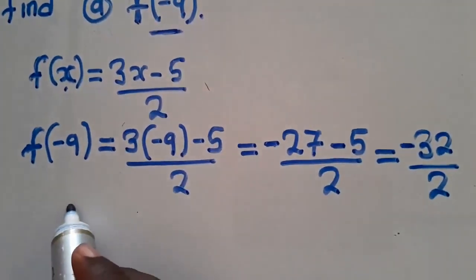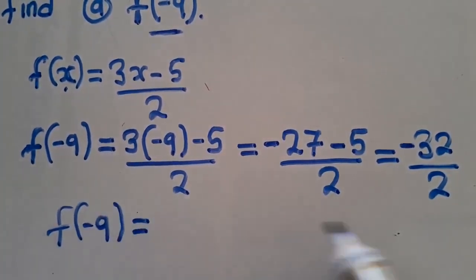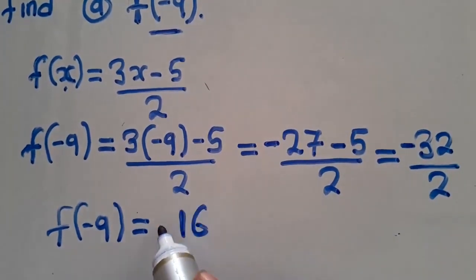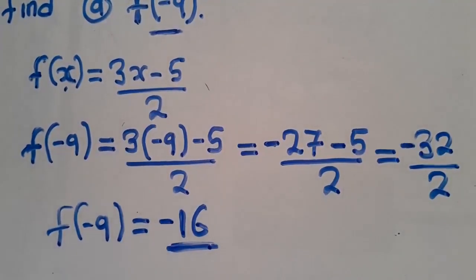So which means that f of negative 9 is equal to, what is 32 divided by 2? That is 16. Then just maintain a negative. Negative 16, like that. So this is how you needed to answer the first question. These are the procedures that we needed to follow.